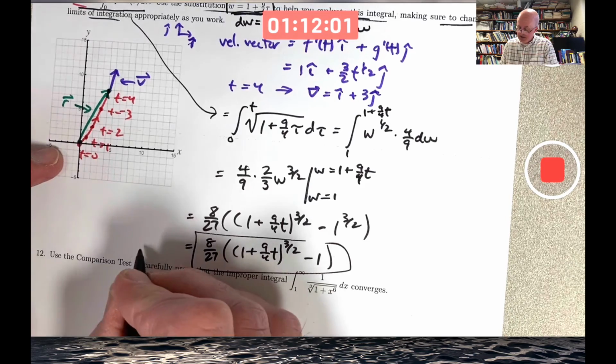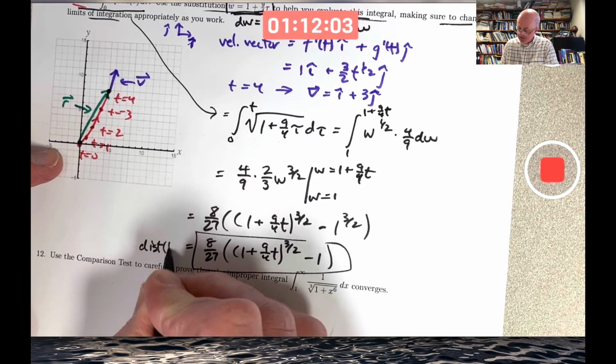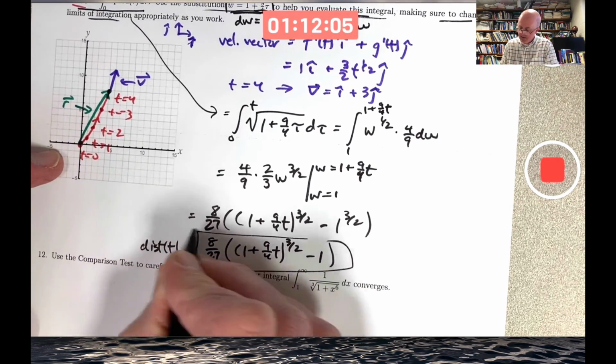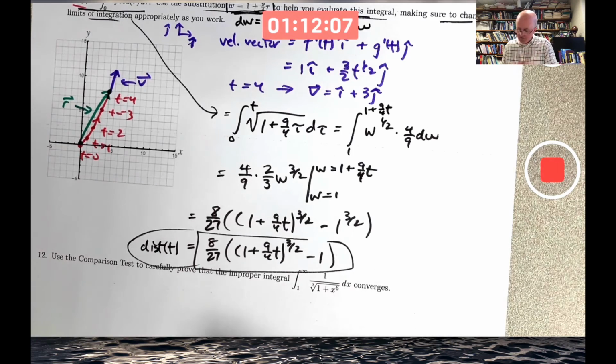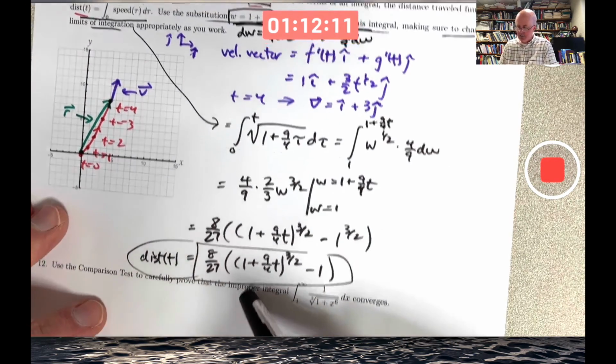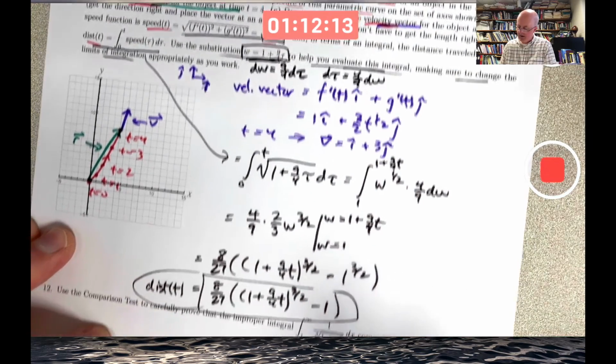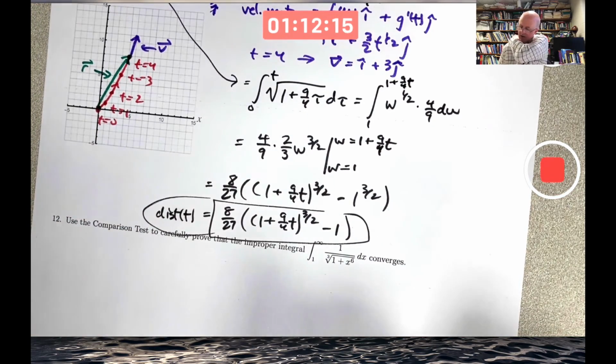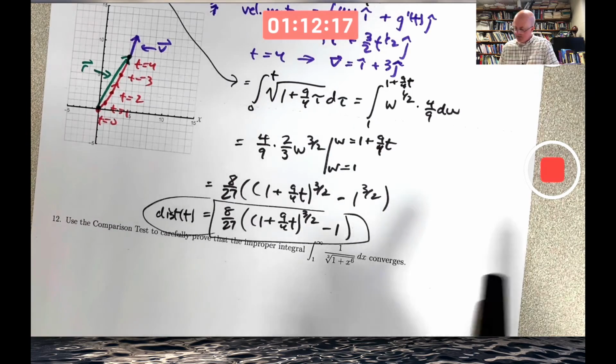Okay, this is dist of t, also giving you the arc length of the curve as a function of time, which is the same as distance traveled for a motion. And this could be graphed and analyzed, and if you differentiate it, you will get the speed. So it's a worthwhile exercise to do.